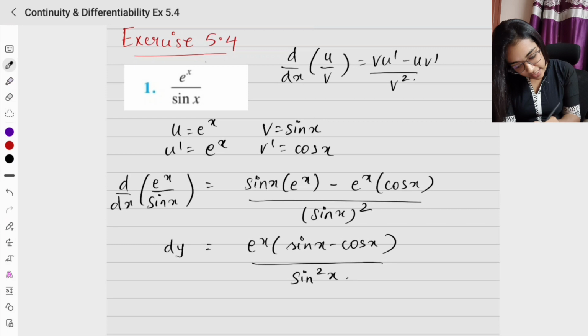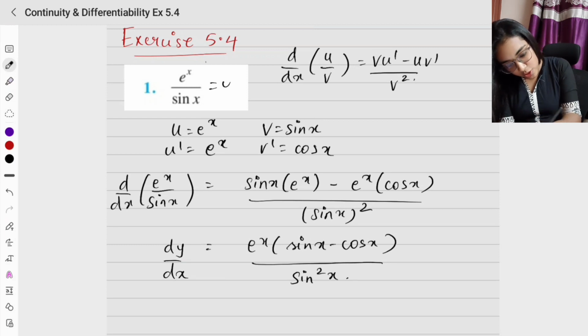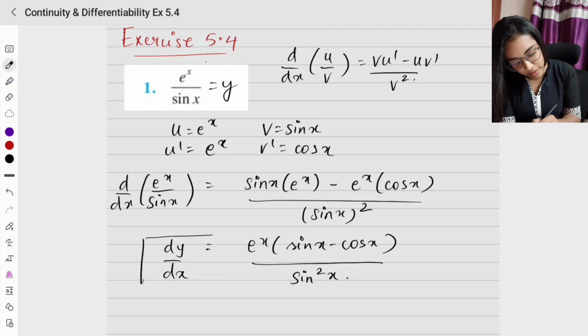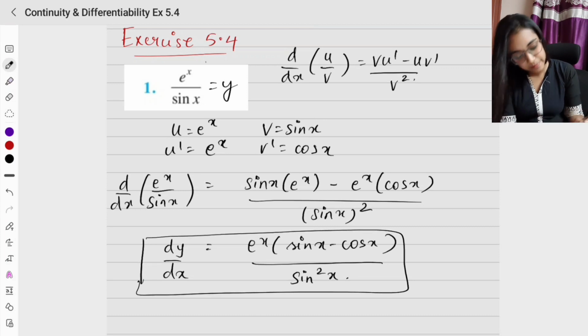So this is my dy divided by dx. I can equate this to y, correct? So this is dy by dx. This is my final answer. Okay, please copy.